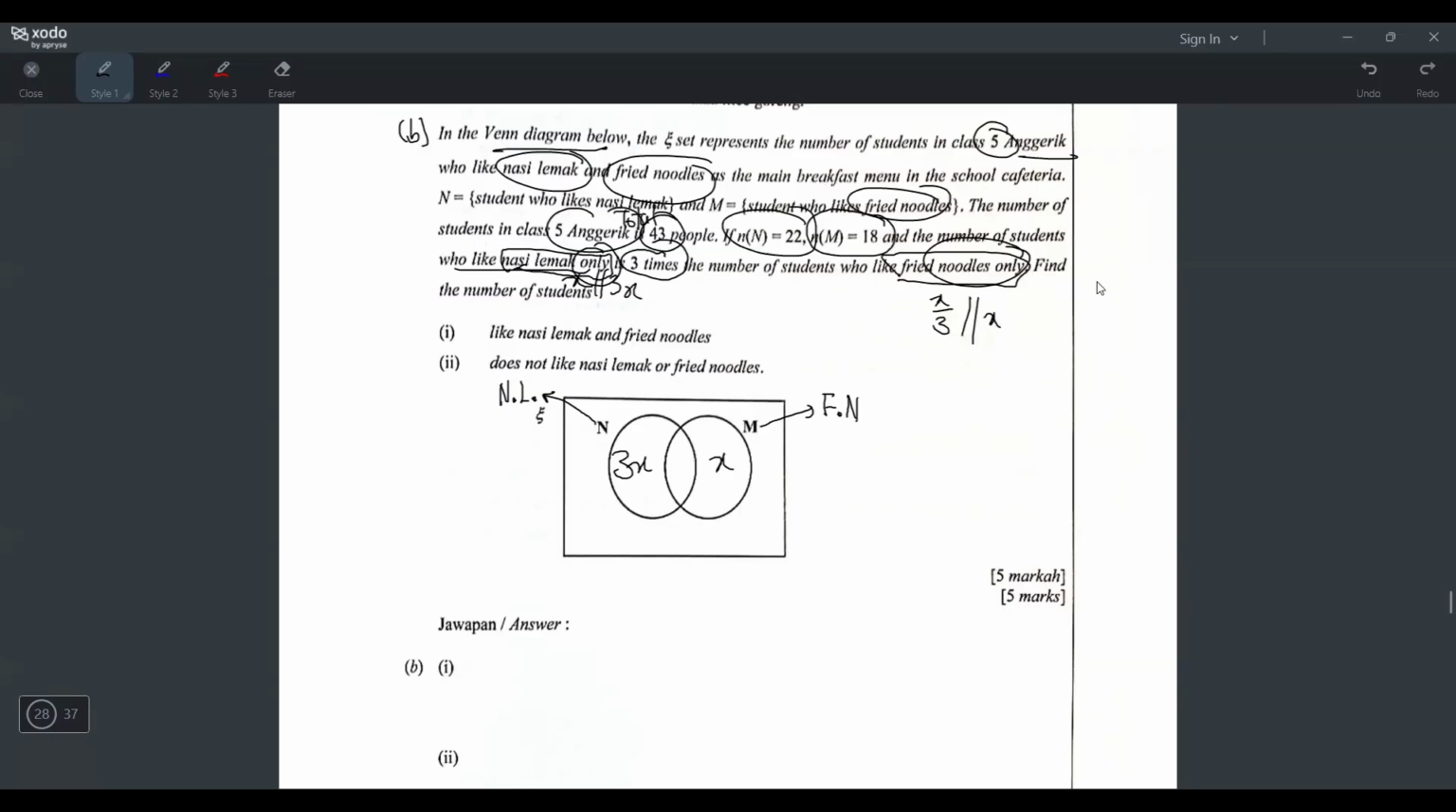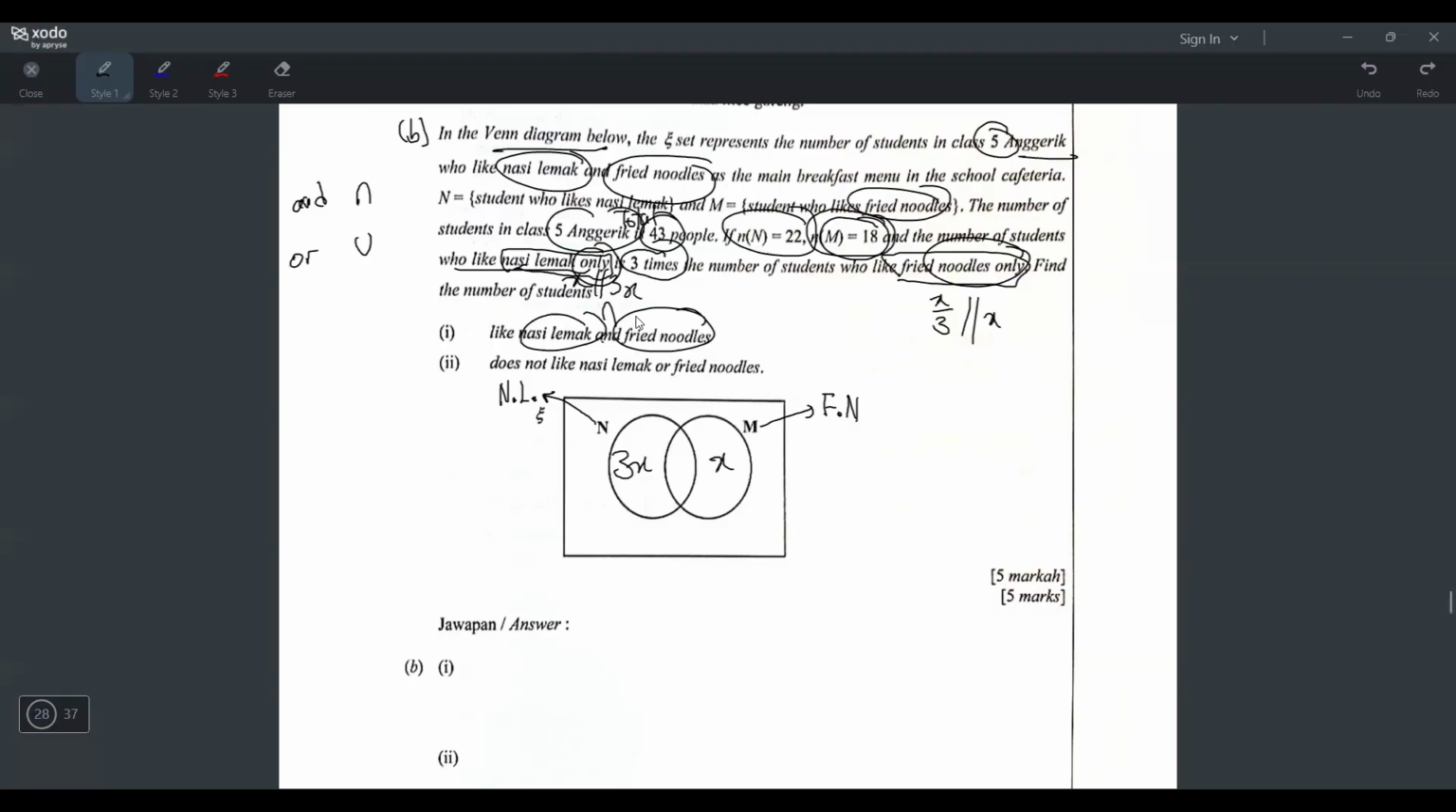Now we can start to find the number of students who like nasi lemak and fried noodle. Remember that n means intersection, or means union. So if they want nasi lemak and fried noodle, what they want is the middle, right? But you can't find the middle part because you don't even know. You need to find out x first, then only you can take 18 minus x to get the middle, right? So that's the tricky part. How can we find the x?